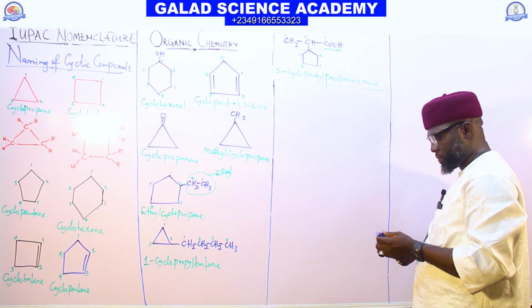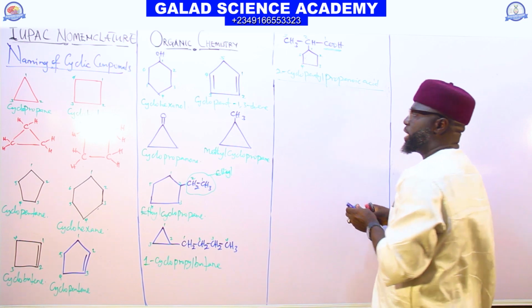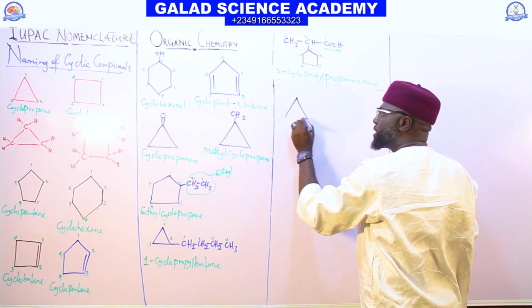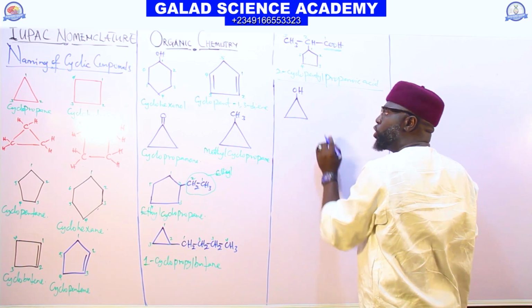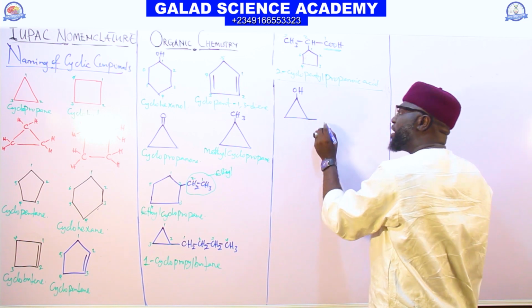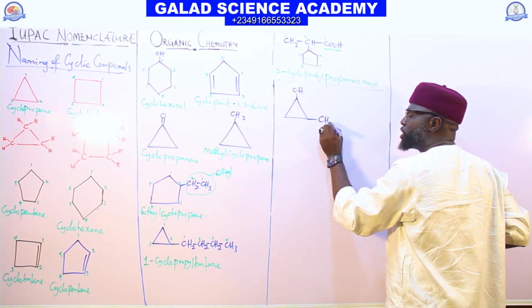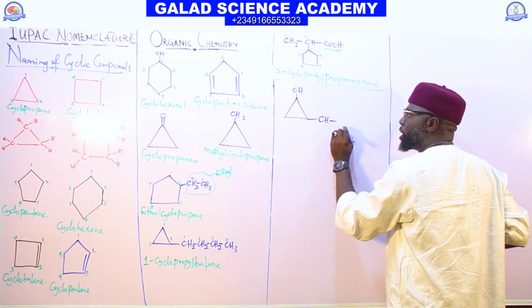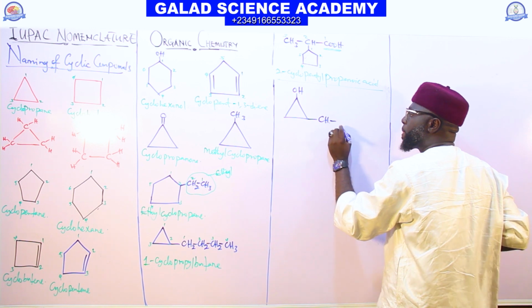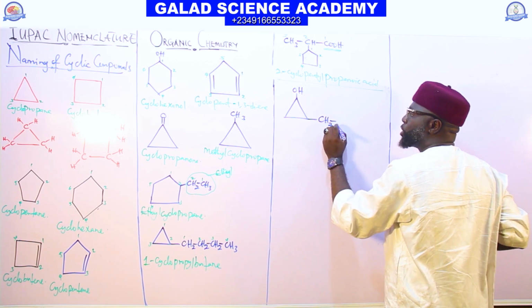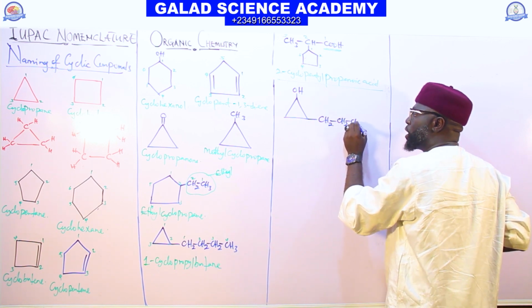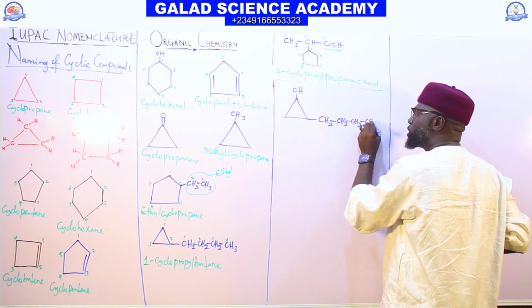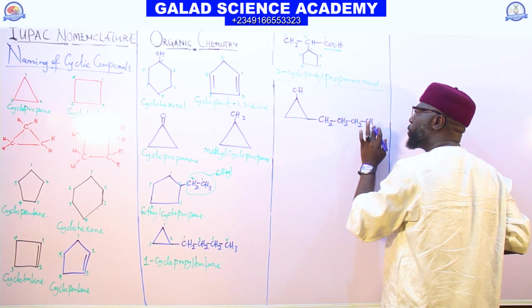Okay, in case of, let me check another question. If you have a cyclic compound like this, it has OH, and here we now have a side chain with CH2, with another CH2, another CH2, CH2, with another what?